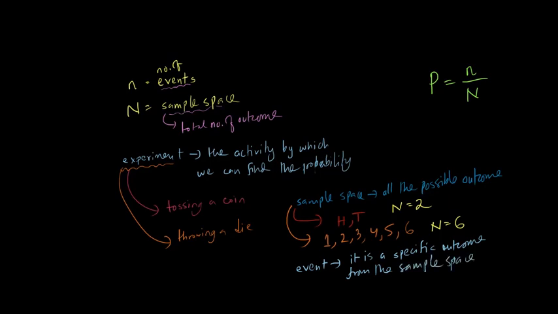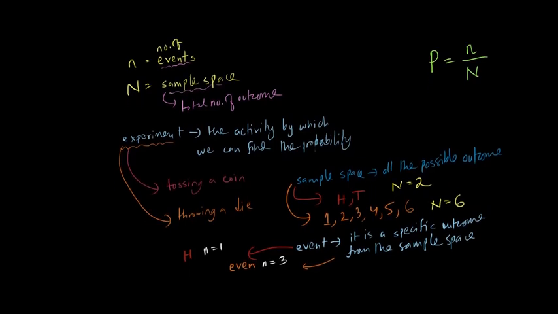That means, suppose you have head and tail and you want a specific outcome from the sample space. Suppose you're looking for a head. If you are tossing a coin and you get a head, that means the event you're looking for has only one possible value, that is 1. On the other hand, suppose you are throwing a die and you're looking for an even number. Here there are 3 even numbers: 2 is an even number, 4 is an even number, 6 is an even number. So here the number of events is 3.